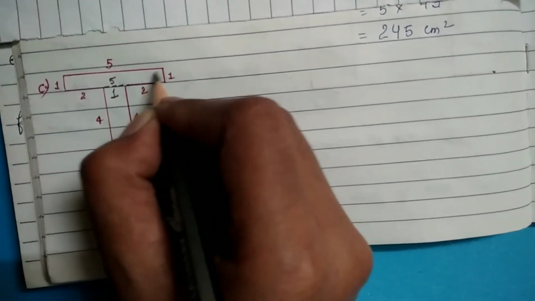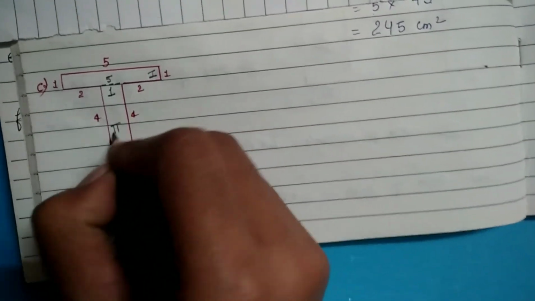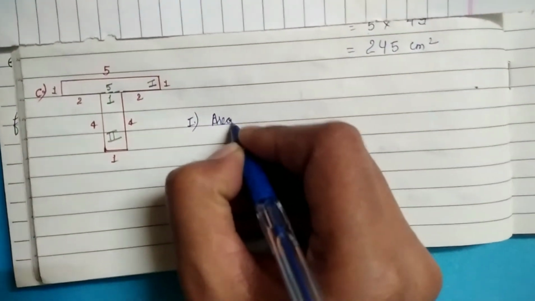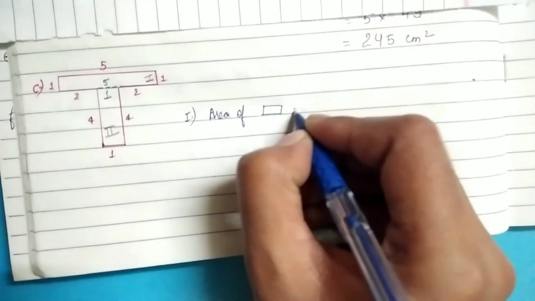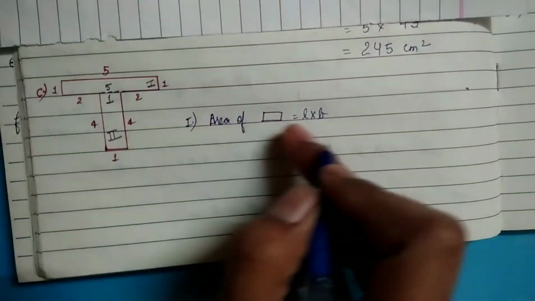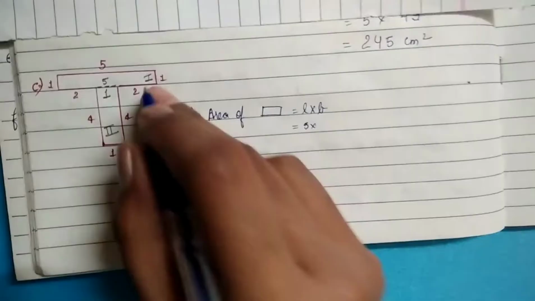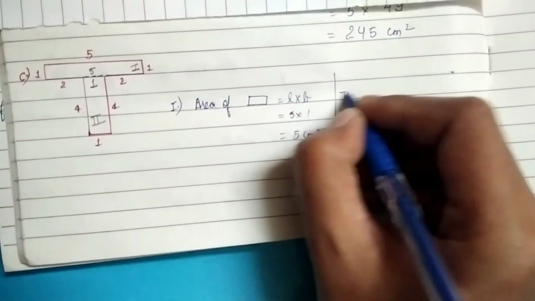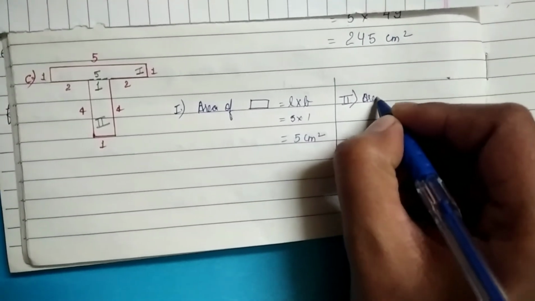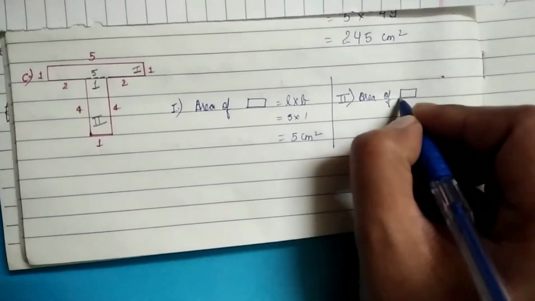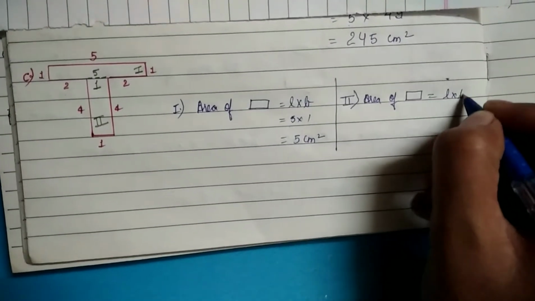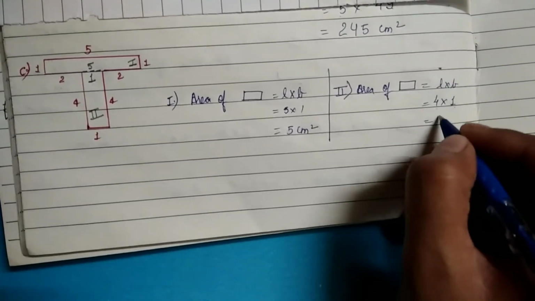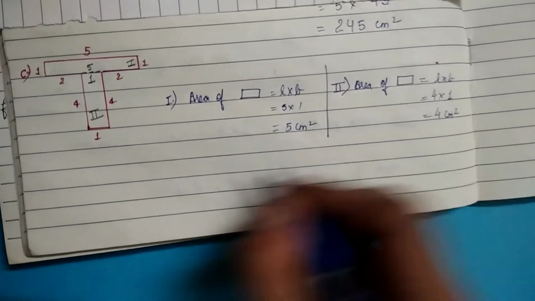Okay, now if this is the first, then this is the second rectangle. For the first one, area of rectangle is length into breadth. In the first one, length is 5 and the breadth is 1. So 5 into 1 is 5 centimeter square. Same we will do for the second one. Area of rectangle is length into breadth. Here the length is 4 and the breadth is 1. So 4 into 1 is 4 centimeter square.